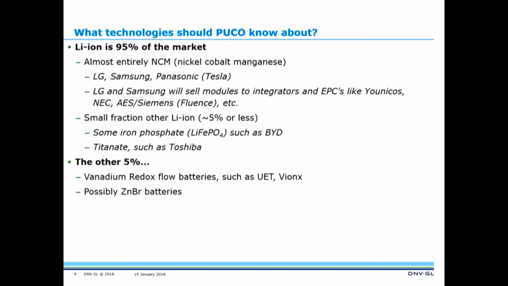So the other 5% of the market that's not being addressed by lithium-ion, likely to be things like vanadium redox, perhaps zinc bromide, but for most projects you're going to see today are going to be lithium-ion, and those batteries are going to be batteries that you see in cars. And there's a very strong economic driver for that.